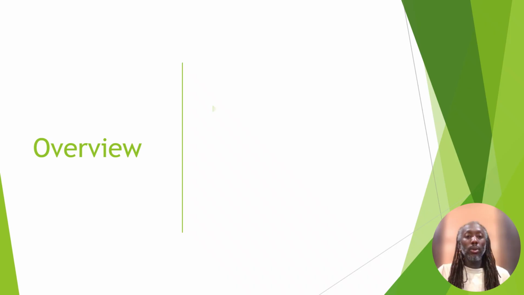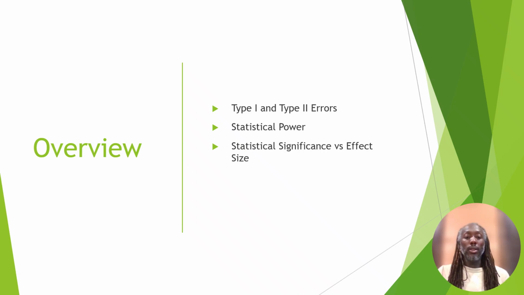Specifically, in this lecture, we're going to talk about type 1 and type 2 errors, statistical power, statistical significance versus the effect size. And then we're going to put it all together with that one sample t-test example that I described earlier.